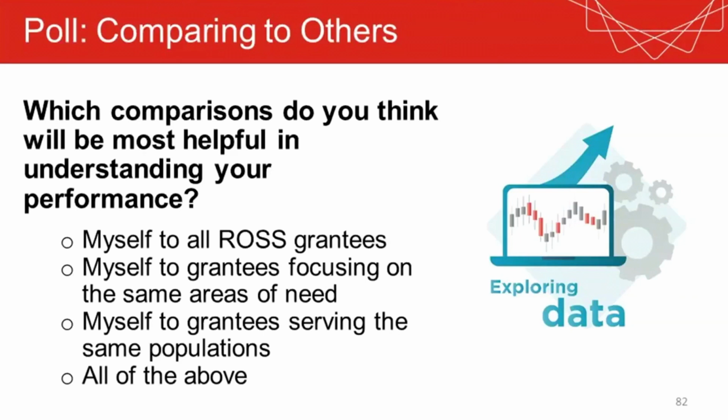All right. Okay, so the results are in. In thinking about which comparisons are most helpful in understanding performance, only 5% thought that comparing their grants to all Ross grantees was helpful. 8% think that comparing their grant to grantees focusing on the same areas of need is helpful. 15% view comparing their grant to grantees serving the same populations as helpful. But the large majority, 68%, said all of the above methods are helpful in understanding their performance.